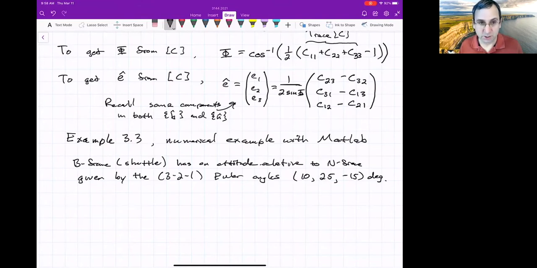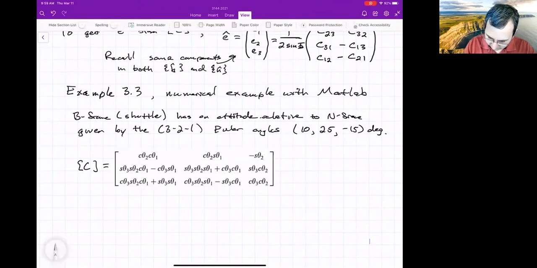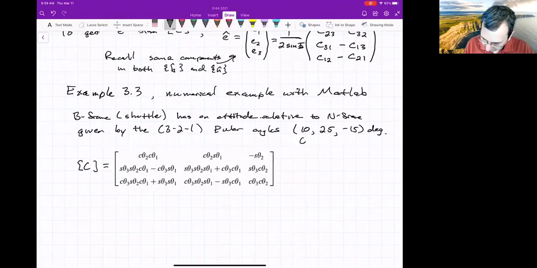C is the direction cosine matrix. It's that matrix that relates the B frame directions with the N frame directions. So yeah, same matrix. If you remember, how would we write that? For these angles, it's given like that. So here, this is θ1, θ2, and θ3. I could try to write this matrix.